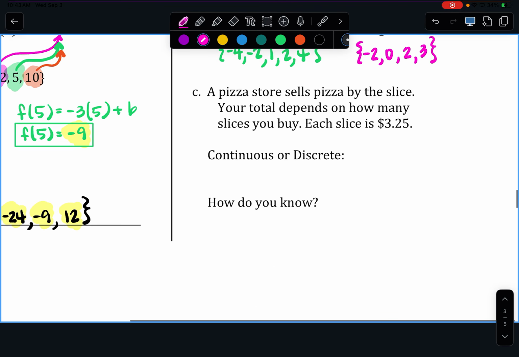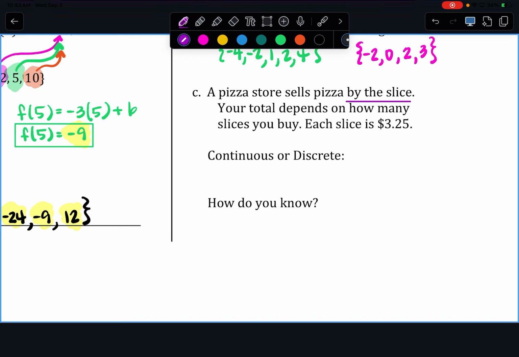All right, next graph. A pizza store sells pizza by the slice. Your total depends on how many slices you buy. Each slice is $3.25, right? Is this discrete or continuous? Well, it says it's by the slice, which means they are not allowing you to say, I don't want a full slice, I just want a third of one, right? Well, that's not allowed, right? So this is discrete.